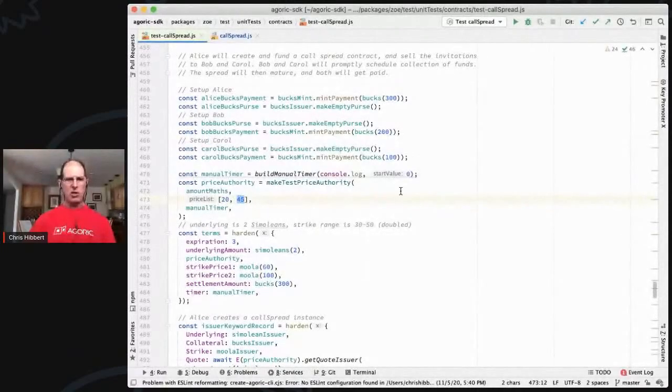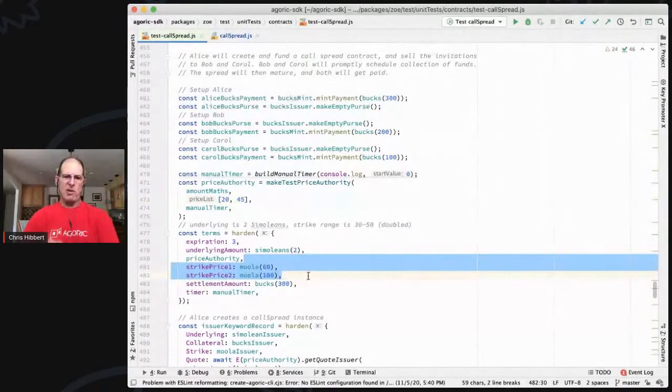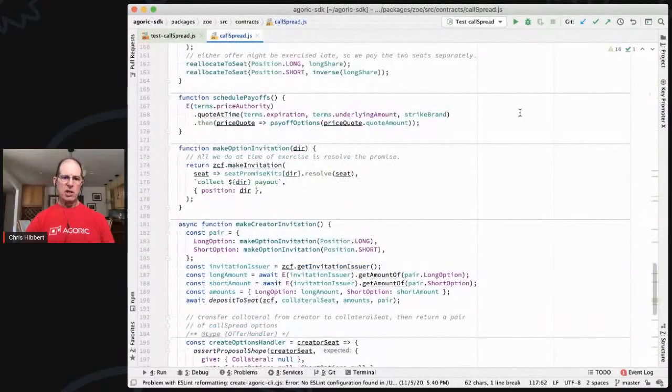So what the price authority saw was that the price of the underlying in this case was 2 simoleons, and the price authority is pricing on individual simoleons, and so these numbers are being doubled. This is $40 for 2 and $90 for 2, and the timer is going to expire on the second price here, and so the $90 is going to be between the 2 strike prices, and that's why Bob's going to get 225, and Carol, who has the other one, is going to get 75. So that's a quick trip through here.